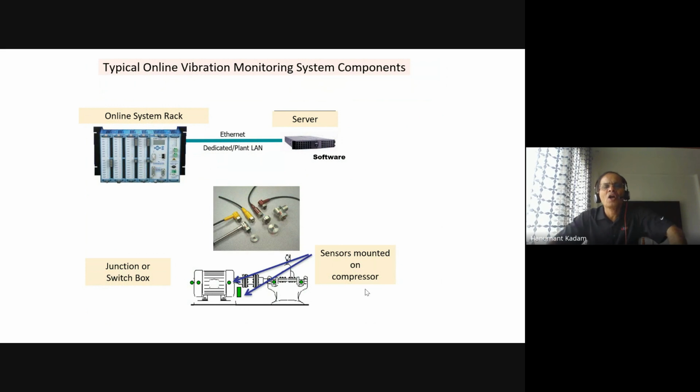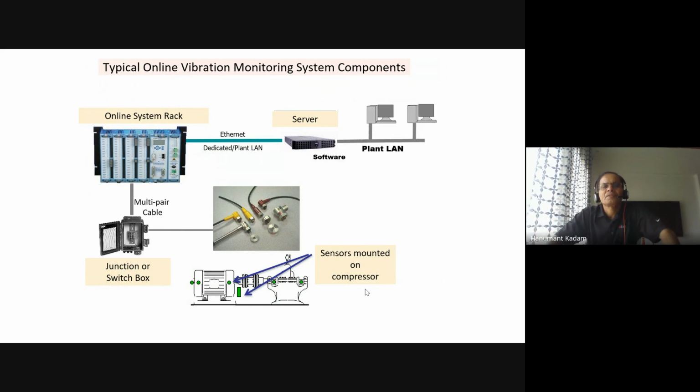So typical online vibration monitoring system components. I'm coming now to a system. You see here these are the probes. Sensors are mounted on the compressor. This is a compressor, and your sensors are here. I have seen some locations on this side, here. So these are the sensors on motor, on gearbox, on pump. So here the sensors are mounted.